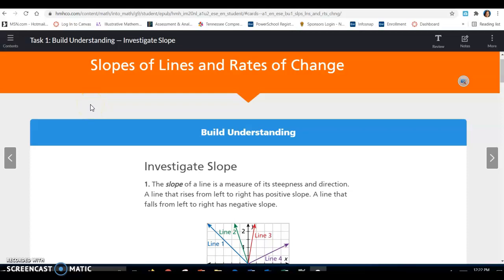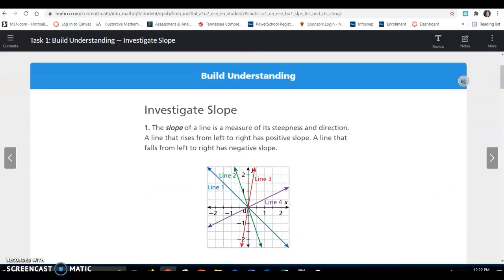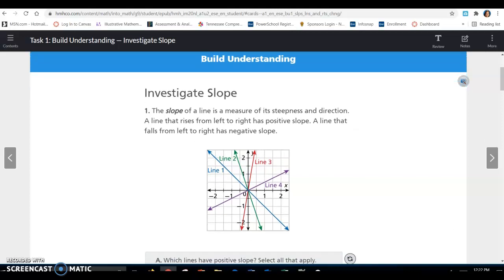Hey guys, so we're still looking at slopes of lines and rate of change. This is lesson 3.2 in your textbook, and we're going to look at task 1, which is help building understanding. All right, so a few things that you need to know about slope. First, the slope of a line is the measure of its steepness and direction.